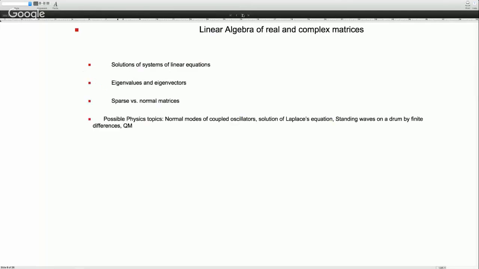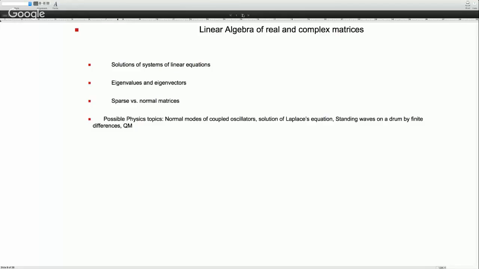Now, of course, we want all our students to know linear algebra for both real and complex matrices. So things like the solution of systems of linear equations, eigenvalues and eigenvectors, and when it comes to computation, the difference between a sparse and a normal matrix, and just how much storage space is saved by that, and that sparse matrices really arise naturally in things like the solution of partial differential equations.